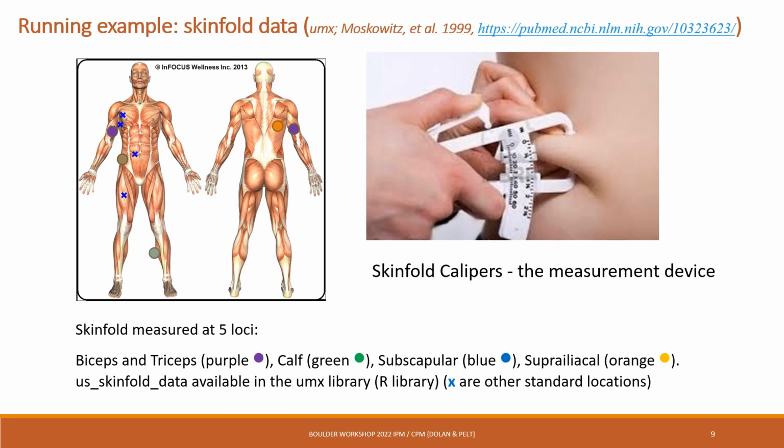The running example in the first 4 lectures is the skinfold data. These are measured skin folds at given locations on the body, and this data set is available in the R library called UMX. At the top you can see Moscovich, that is the source of these data. So we're going to start with biceps and triceps. The measures are measures of skin fold taken at the biceps and the triceps, the locations shown in purple.